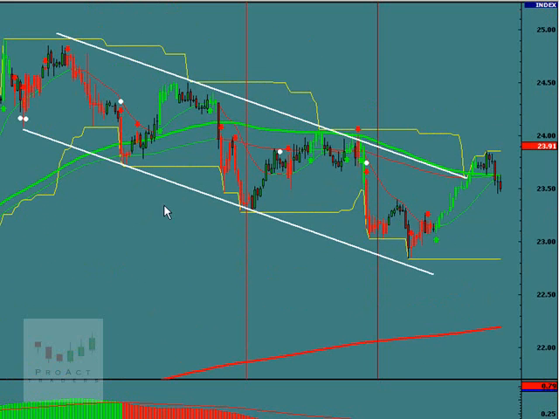I'll show you the bottom here. This whole area right in here is the desert. Once we broke out of the bull flag right here, you can see we now have the opportunity to say, okay, now we're going to continue up.